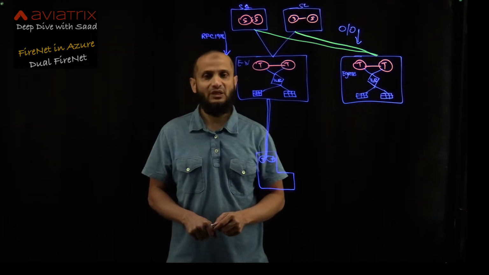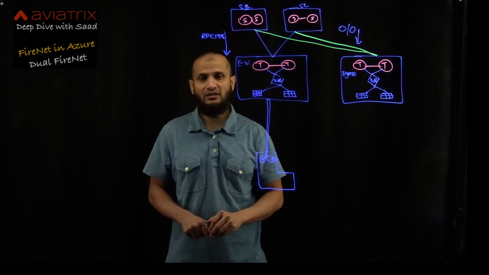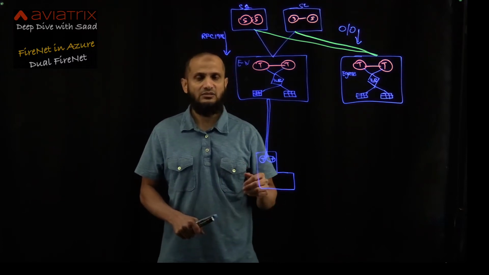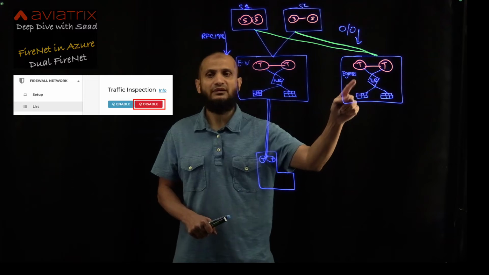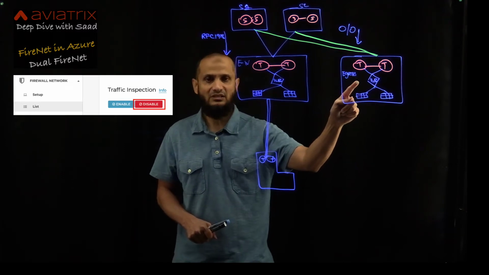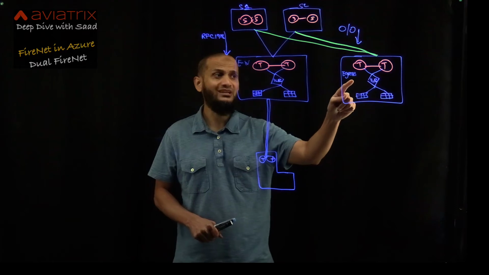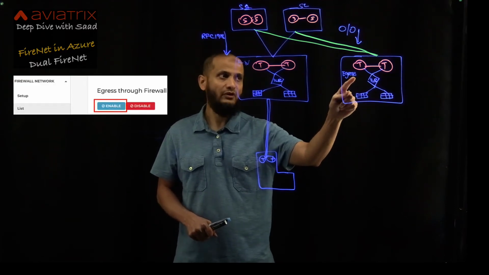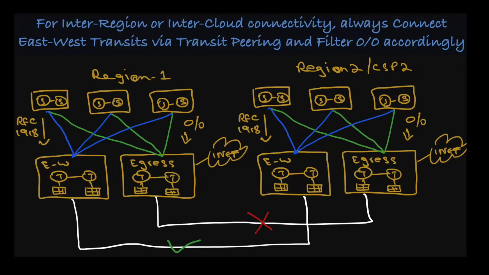A couple of things you need to make sure of when you're creating this type of architecture with a dual FireNet. You want to make sure you disable the traffic inspection on the egress FireNet, and at the same time, you need to enable the egress control on this egress FireNet. If you have a dual transit FireNet architecture in a multi-region or multi-cloud environment as shown here, and you would also like to provide connectivity between them, then make sure you are connecting only east-west transits via transit connectivity and filter out the default routes accordingly.